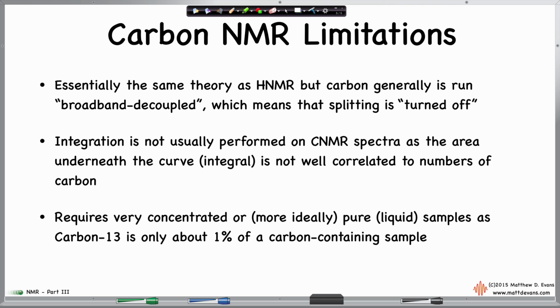The last little hurdle, which is sometimes the biggest hurdle, requires very concentrated or more ideally pure liquid samples, especially for our NMR, because we really can't do carbon NMR unless things are pure or highly concentrated. Even the highly concentrated samples that I've run over the past, I frequently have to run them overnight just to get enough signal to work with. And the reason for that is because you pick up any sample of carbon-containing molecules, and only 1% of that sample is going to be due to carbon-13, so it's very low abundance. Carbon-12 is the main one. Unfortunately, carbon-12 is not active. Carbon-13 is.